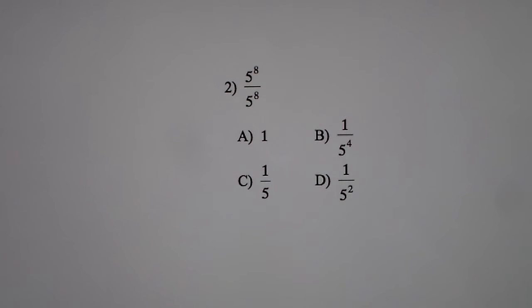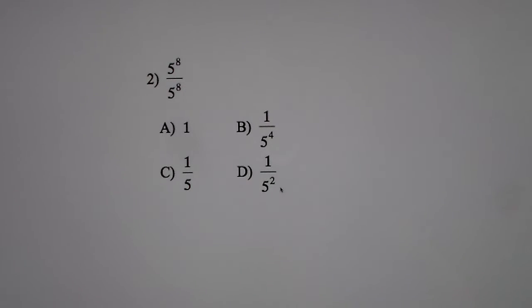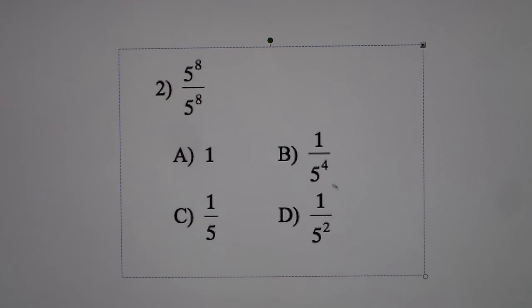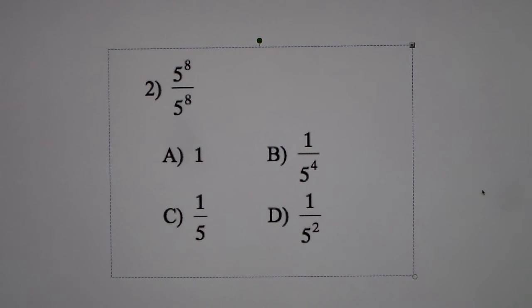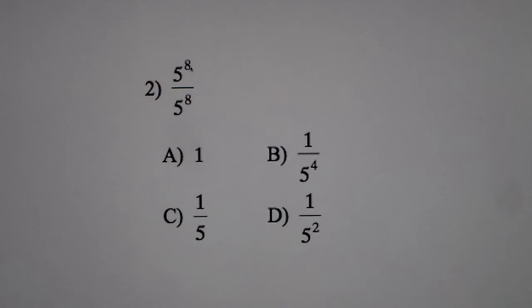Let's look at this one. We have the same base, which is 5, and the same power. So we have 8 in the numerator power and 8 in the denominator power. 8 minus 8 gets you 0. So what we have here is 5 to the power of 0, and anything to the power of 0 is just 1. So the answer to number 2 is A.